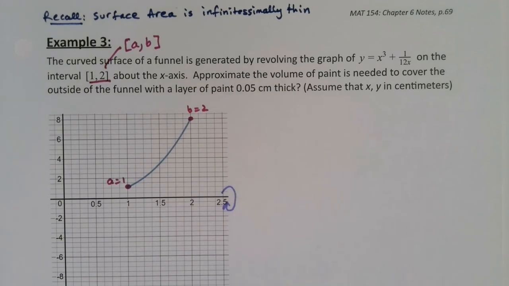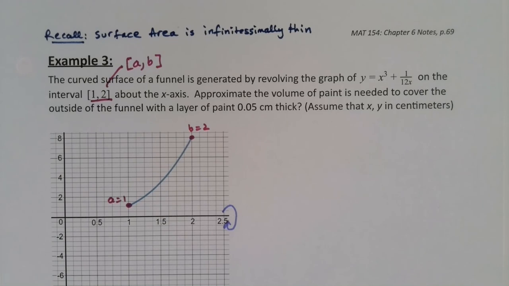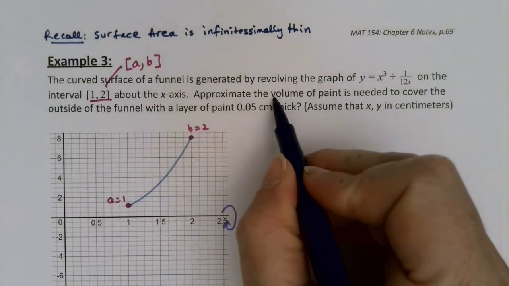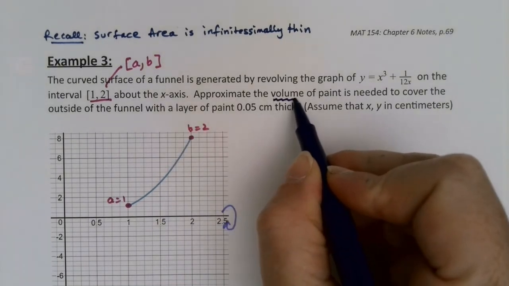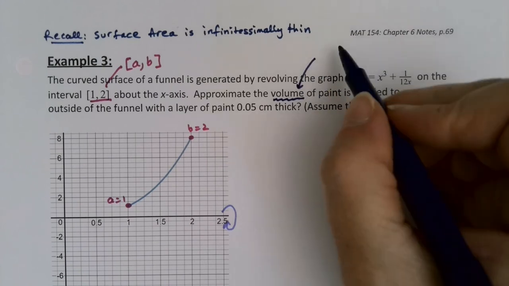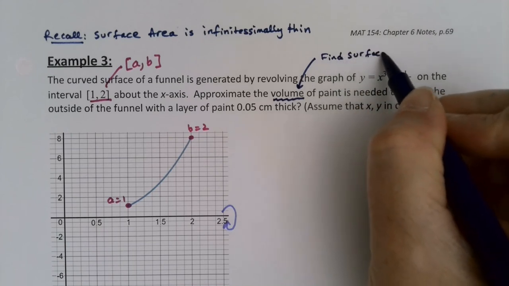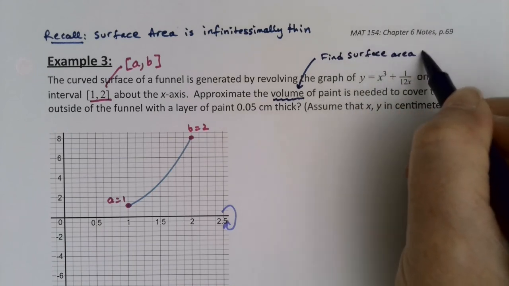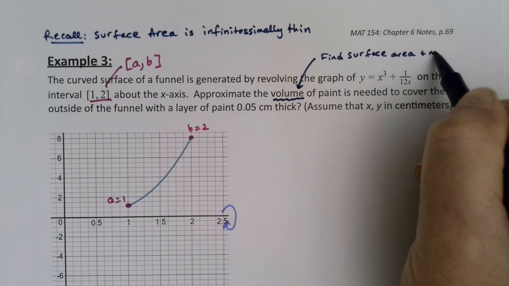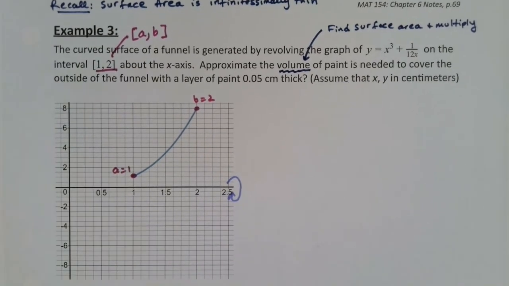All right, so hold that thought. We've got some things to think about here. Notice, by the way, we're finding volume, not surface area. So what we're going to do is find the surface area and then multiply. We'll do that later. That'll be the last thing we do. So let's start with finding the surface area.